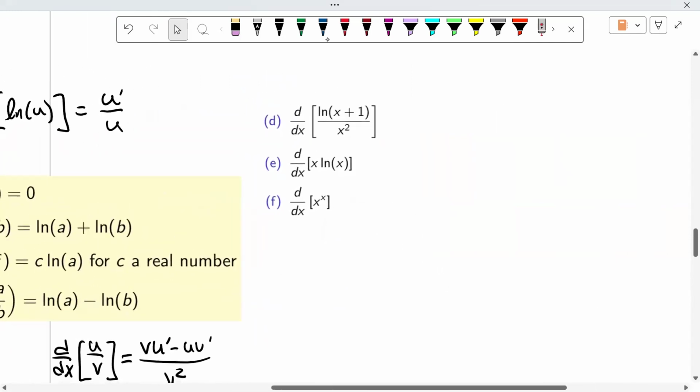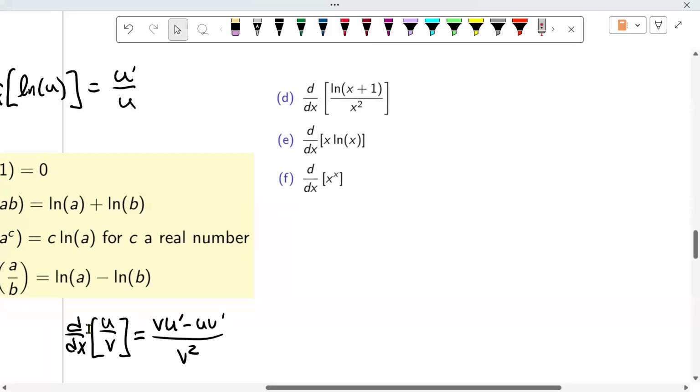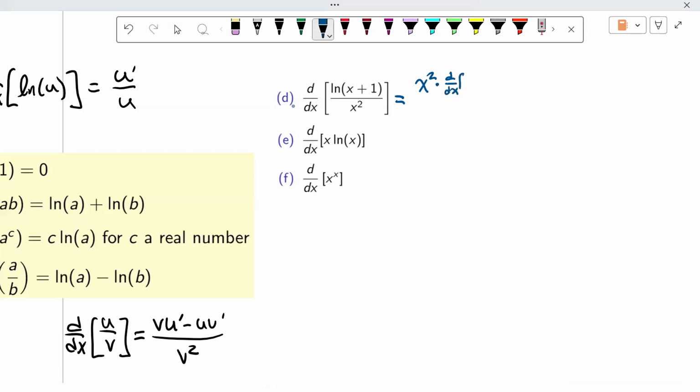So for D, we have to use the quotient rule, which I have written down here. It's V U prime minus U V prime over V squared. And so in this context, my U is the natural log of X plus 1, and my V is the X squared. So if I'm using the quotient rule here, I'll have X squared, and then I'll have to take the derivative of my numerator. I don't want to think about that right now. It's too complicated. So I just write down this, which is basically code for, let's think about that later.